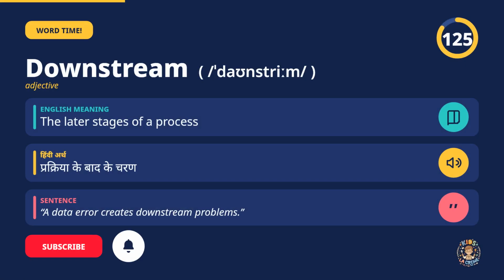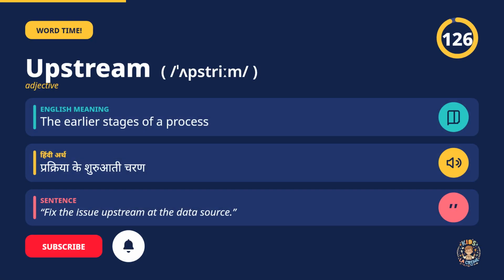Downstream. The later stages of a process. A data error creates downstream problems. Upstream. The earlier stages of a process. Fix the issue upstream at the data source.